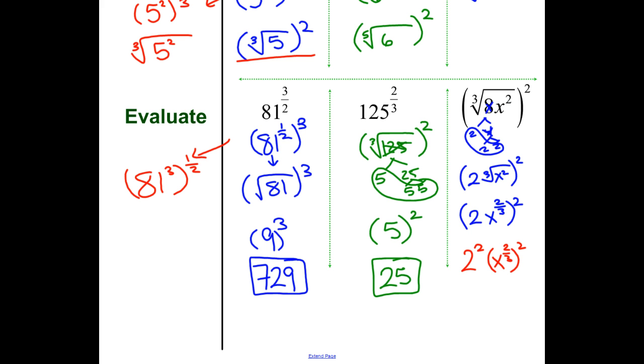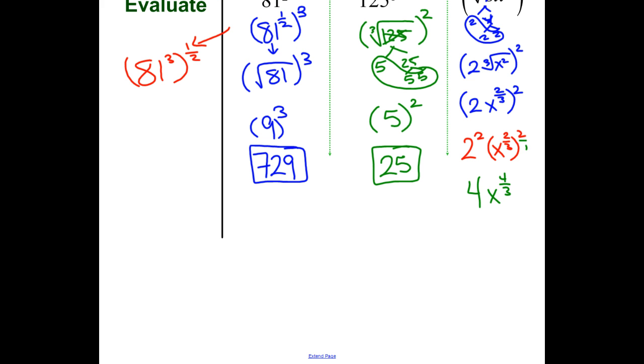Multiply those, so really what we're going to do is put it over 1, 2 times 2. So we're going to end up with 4 times x to the 4/3 power. Now depending on how you start is how you probably should end. Since we ended with a radical in there, I want to end in a radical in my solution. So really this becomes 4 times, and I'm going to put the cube root on the inside, cube root of x to the 4th power.